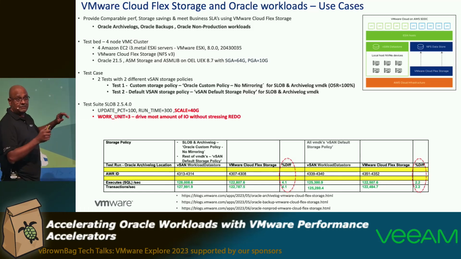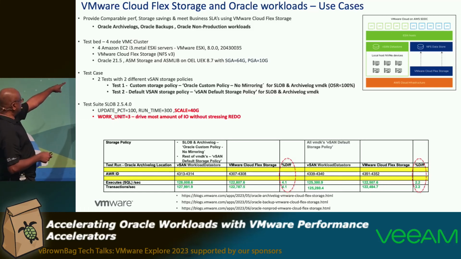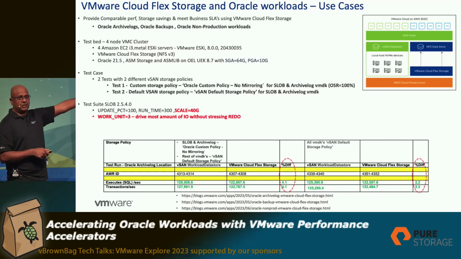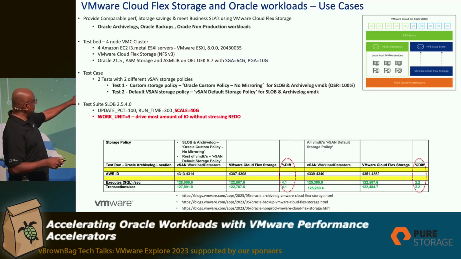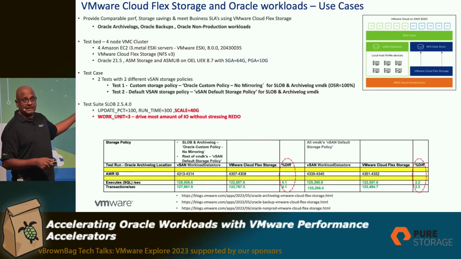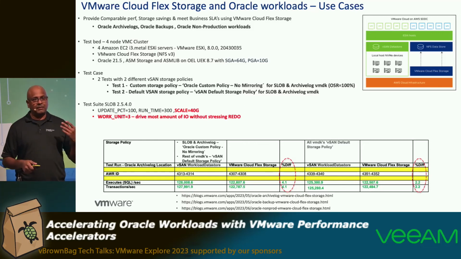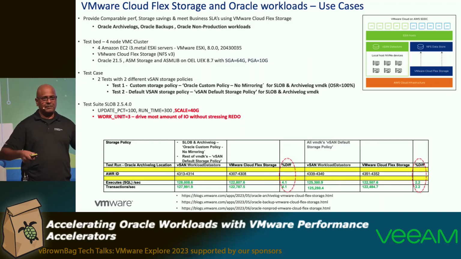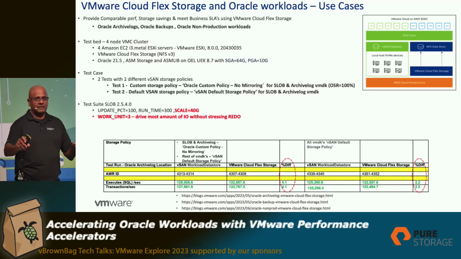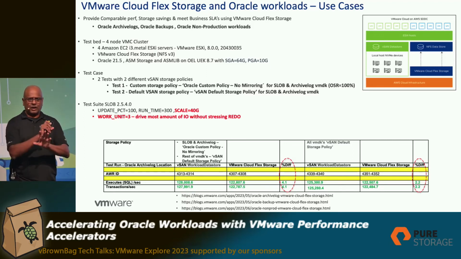And this is what I want to take some time and talk to you about. We had a 4-node VMC cluster, i3 Metal, ESX 8.0, so it's not on the old platform. We used the latest and greatest Oracle version, 21.5, with ASM storage. We ran it with 2 custom policies, because I think like a DBA. I'm a paranoid guy. How about we set OSR equal to 100%? Object space reservation 100%, with no RAID, no mirroring. I don't want RAID 1, RAID 5, or RAID 6. No mirroring, OSR 100%, go.